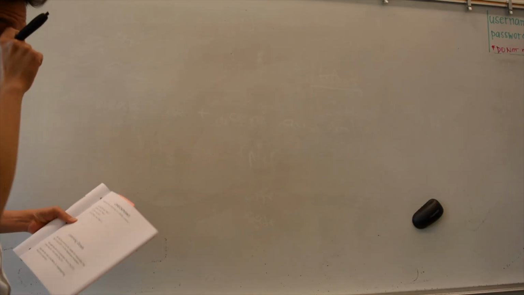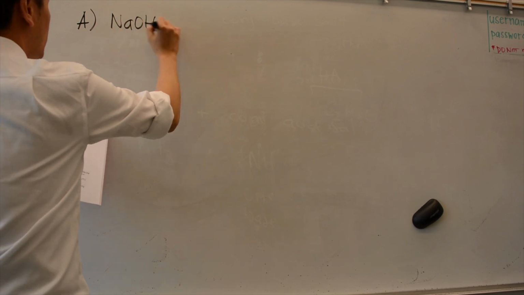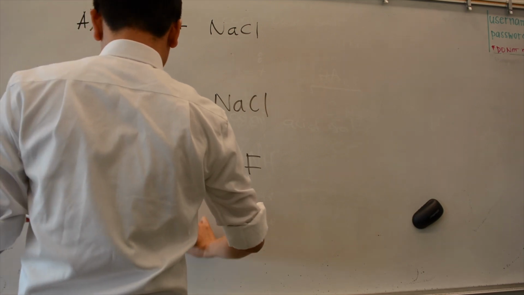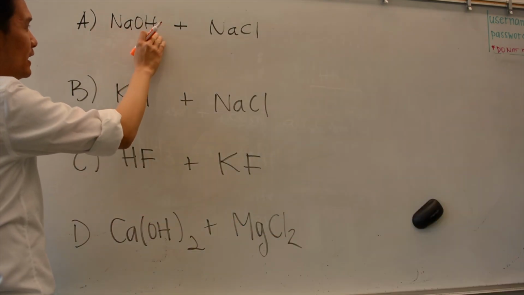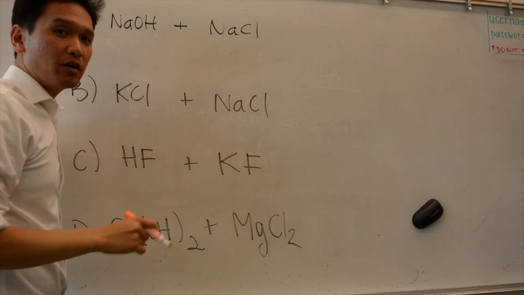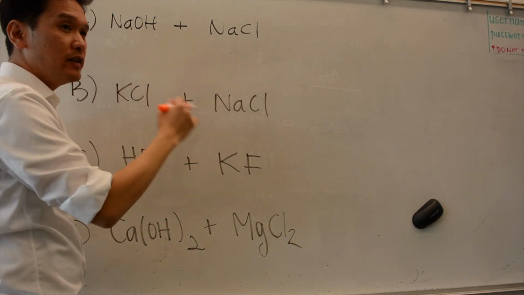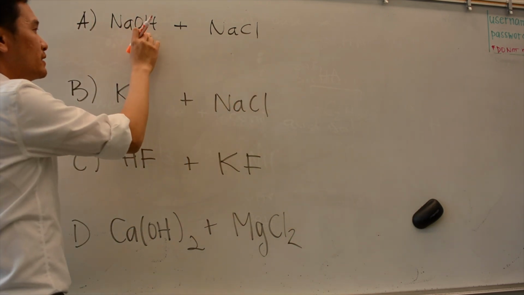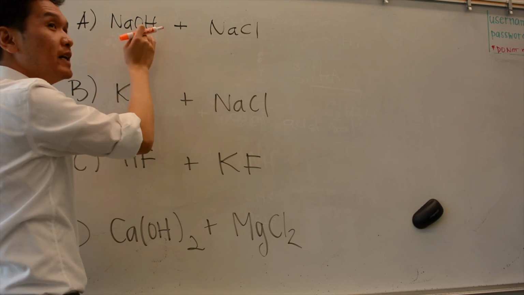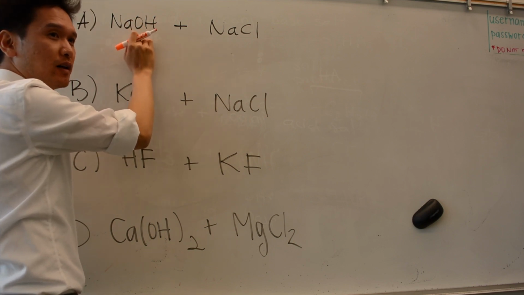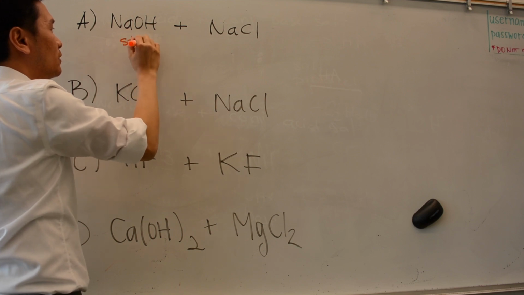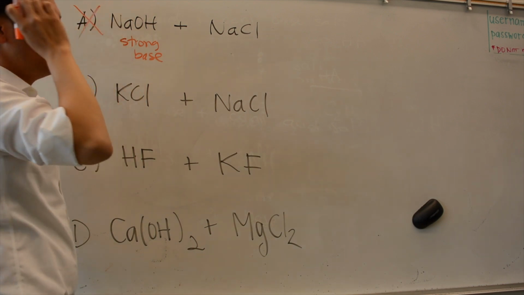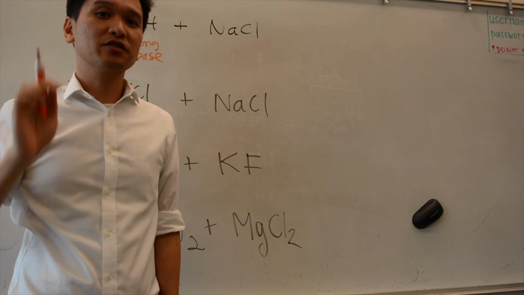Which of the following is a buffer system? Okay, the first one says NaOH. So I want to analyze each of these chemical compounds to see if they fit our criteria of a weak acid or a weak base and its conjugates, right? NaOH, is that weak? First of all, is it acid or base? It is a base. And is it a weak or a strong base? It is a strong base, right? So therefore, off the top, A would not be an answer already.